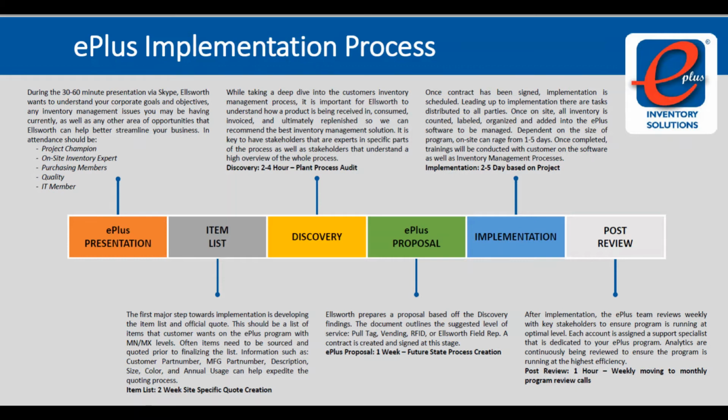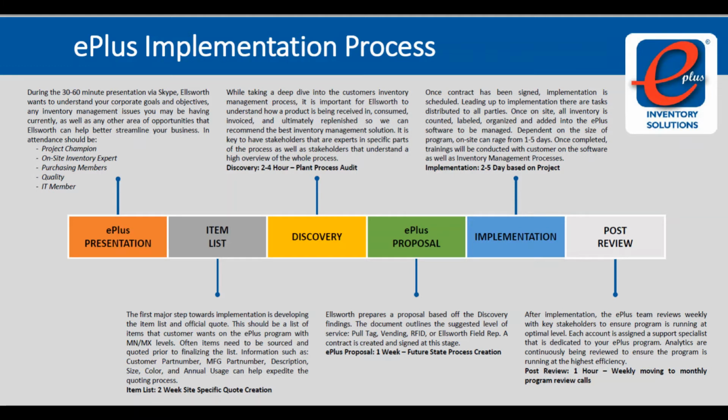Once we have gone through that initial scoping of what the program is, what they're looking to do, the biggest piece is developing the item list. So a lot of the programs that we do set up are already being provided material from Ellsworth. But some of them are new. So it's vetting out, hey, what is the full list of items that you think would make sense to have on a program like this?